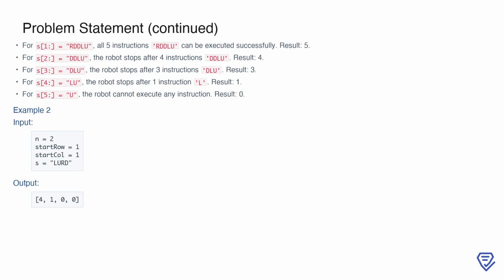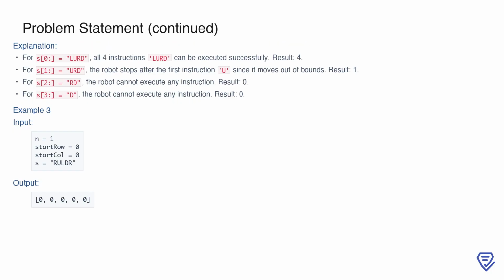With S[4] = LU, only 1 instruction can be executed, and for S[5] = U, none of the instructions can be executed as the robot immediately moves out of bounds. This gives the corresponding results of 1, 5, 4, 3, 1, 0.